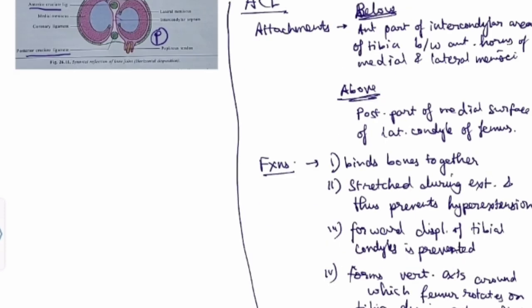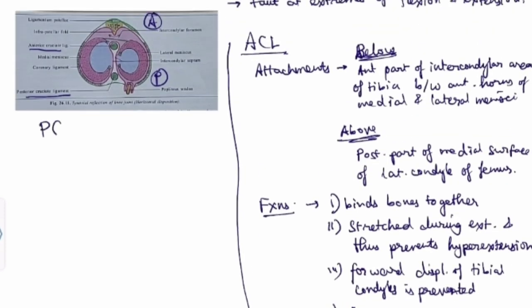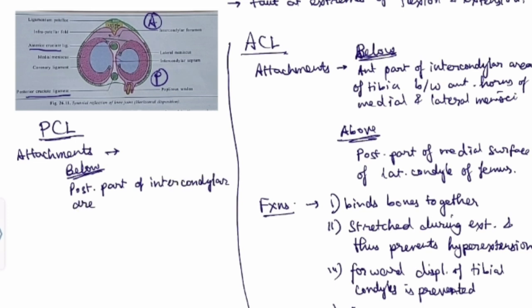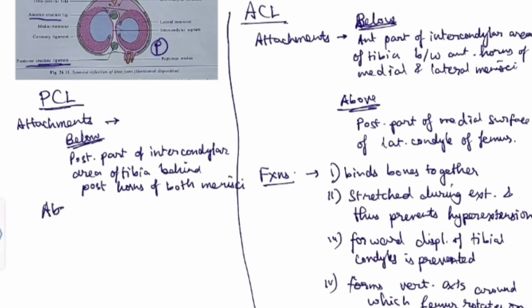Now we are going to go to another guy. That is the posterior cruciate ligament. Attachments as usual. First is the tibial attachment below, posterior part of intercondylar area of tibia, behind posterior horns of both menisci. I hope you can see it here. This one. Above, lateral surface of medial condyle of femur.